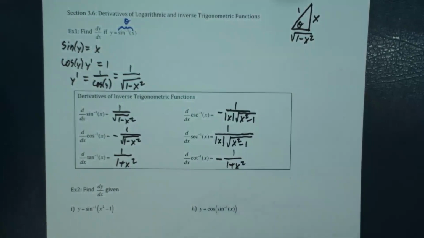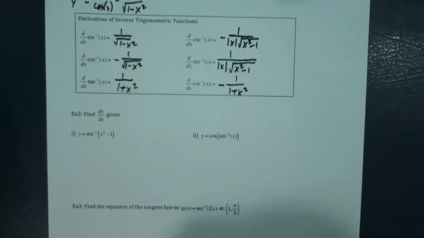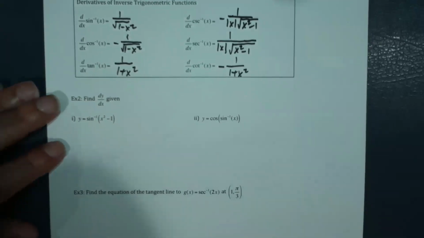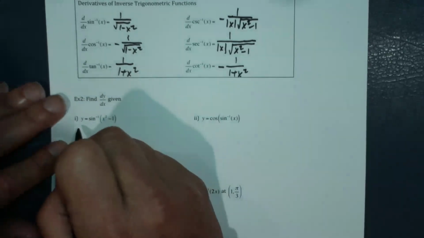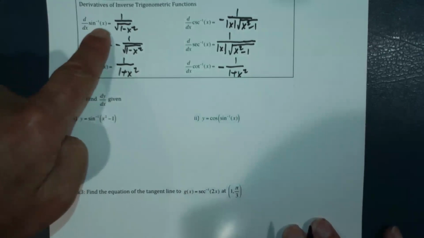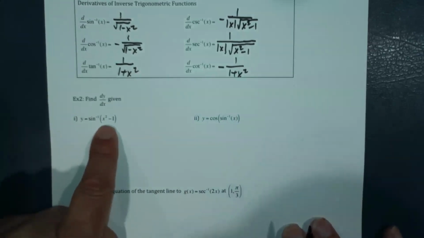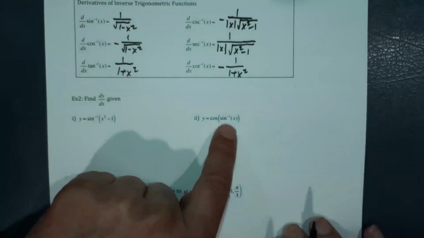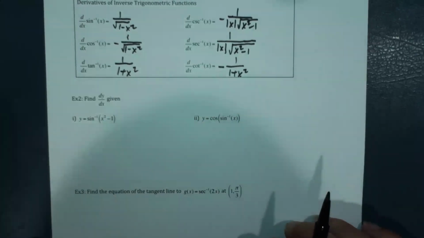So let's practice a little bit using our new friends. All right. So we'll start here. Now, when we say x, it's whatever the domain is. So in this case, it's going to be x squared minus 1. In this case, it'll be inverse sine and so on.